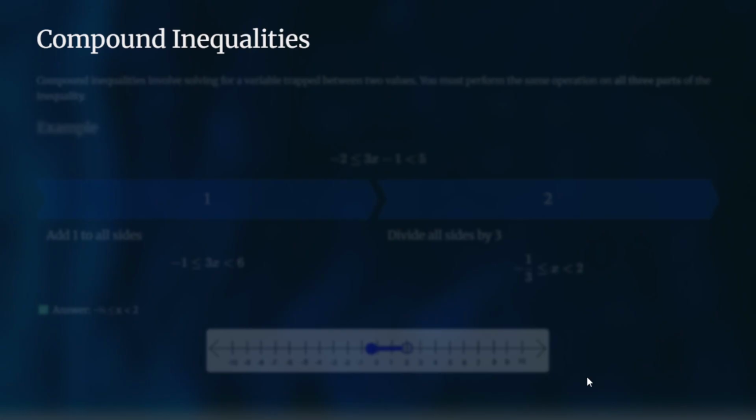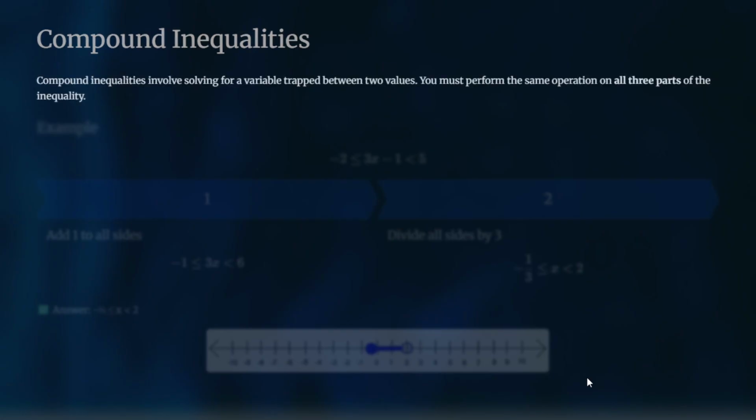Now, compound inequalities involve solving for a variable trapped between two values. So in this case, you must perform the same operation on all three parts of the inequality. So for example, we have negative 2 is less than or equal to 3x minus 1, which is less than 5.